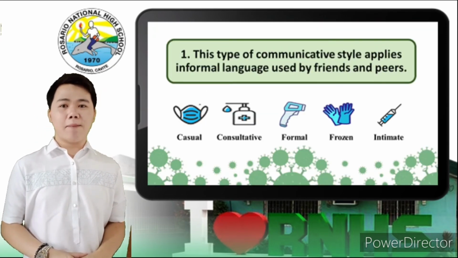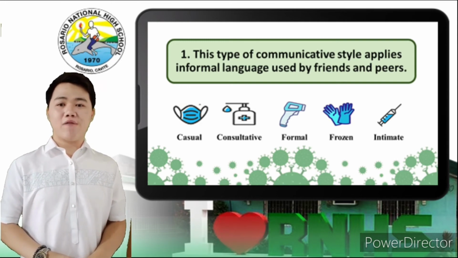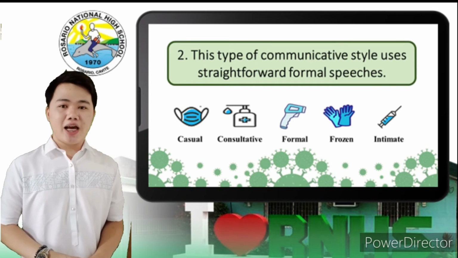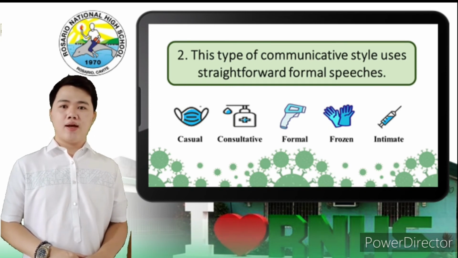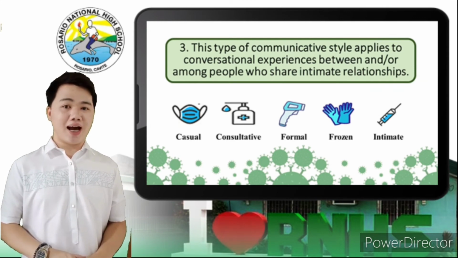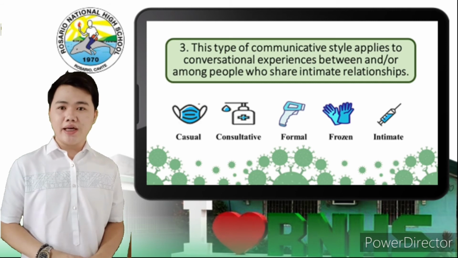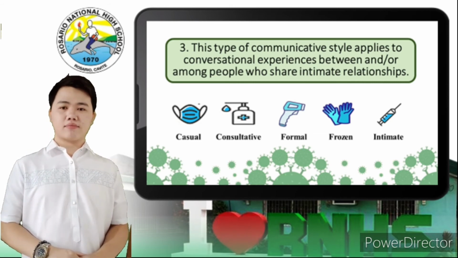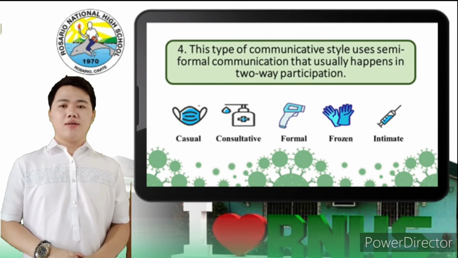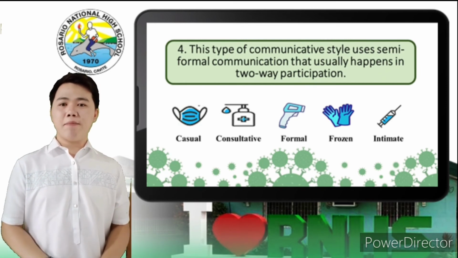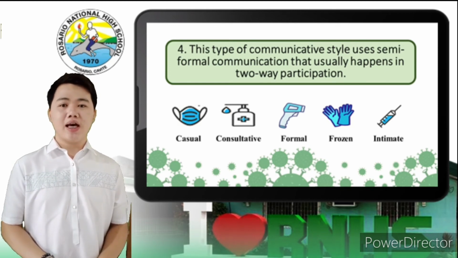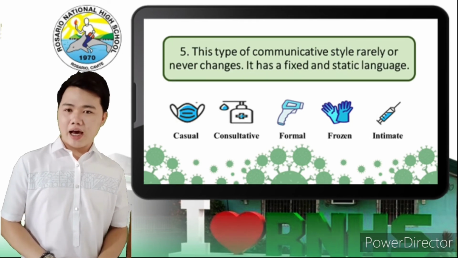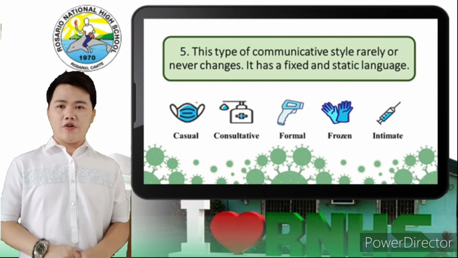This type of communicative style applies in formal language used by friends and peers. Number 2. This type of communicative style uses straightforward formal speeches. Number 3. This type of communicative style applies to conversational experiences between and or among people who share intimate relationships.